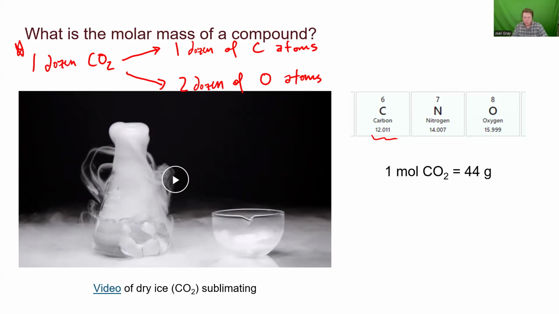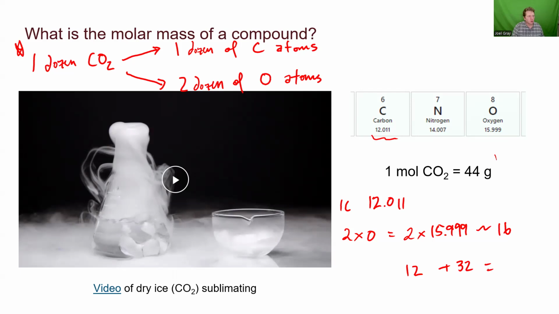So 1 mole of CO2, you have to account for the mass of the carbon, 12.011, and then the mass of each of the oxygen. So 1 C, 2 times O, which is 2 times 15.999. I'm going to round that to 16 for all intents and purposes. So I'm going to say 2 times 16 is 32, and 1 times 12 is 12. So we're talking about 12 plus 32, which equals 44.